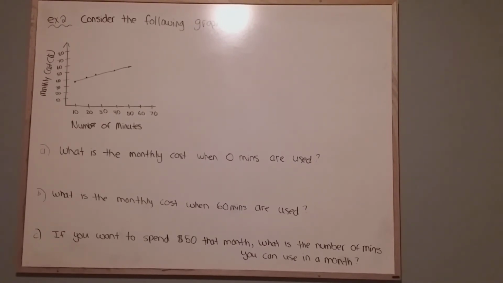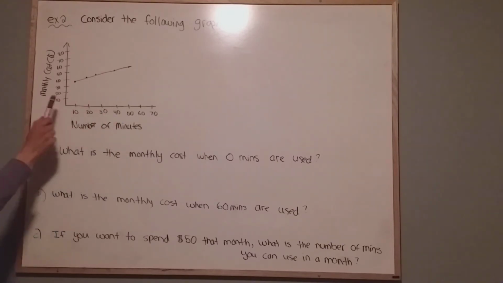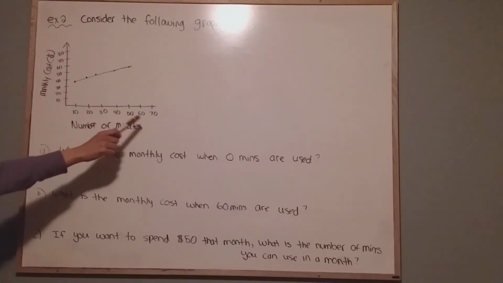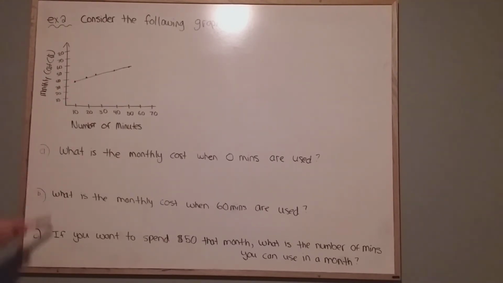Example 2. Consider the following graph. In this particular graph, they give you the graph. You don't have to plot it yourself. That's the monthly cost. That's the number of minutes. It's going up by 10, it's going up by 10, so your scale is proper. Those are your points. These questions are based on this graph.